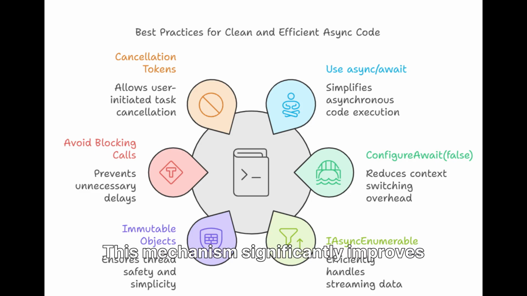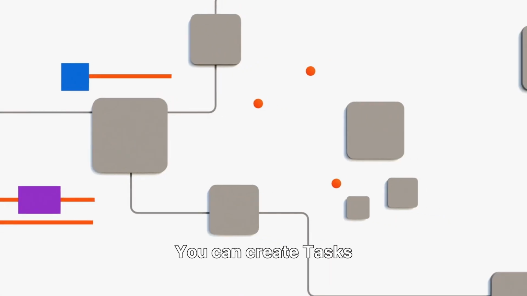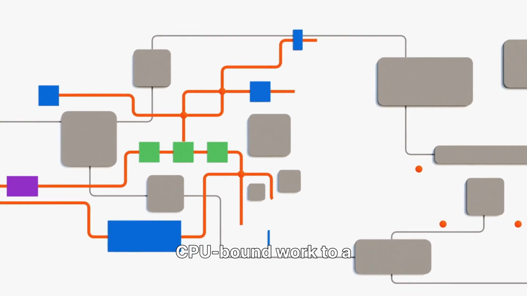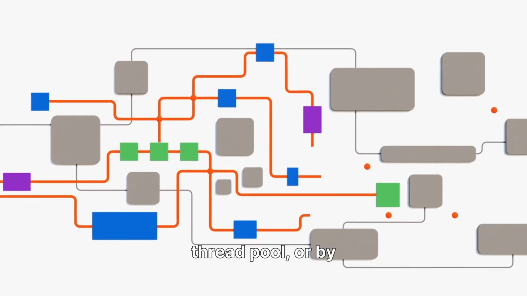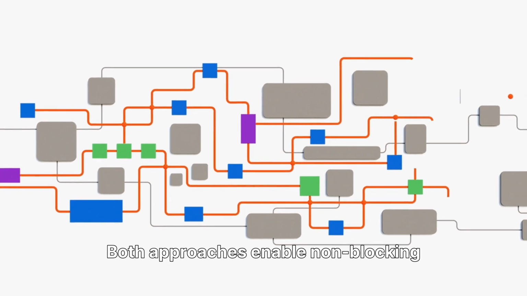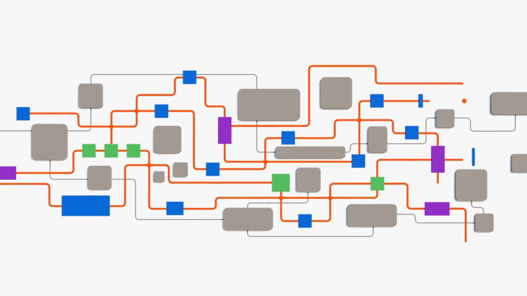This mechanism significantly improves code readability and maintainability compared to older asynchronous patterns like the Asynchronous Programming Model or Event-based Asynchronous Pattern. It eliminates complex callbacks and state machines. You can create tasks using Task.Run to offload CPU-bound work to a background thread from the thread pool, or by defining async methods for I/O-bound operations. Both approaches enable non-blocking execution.